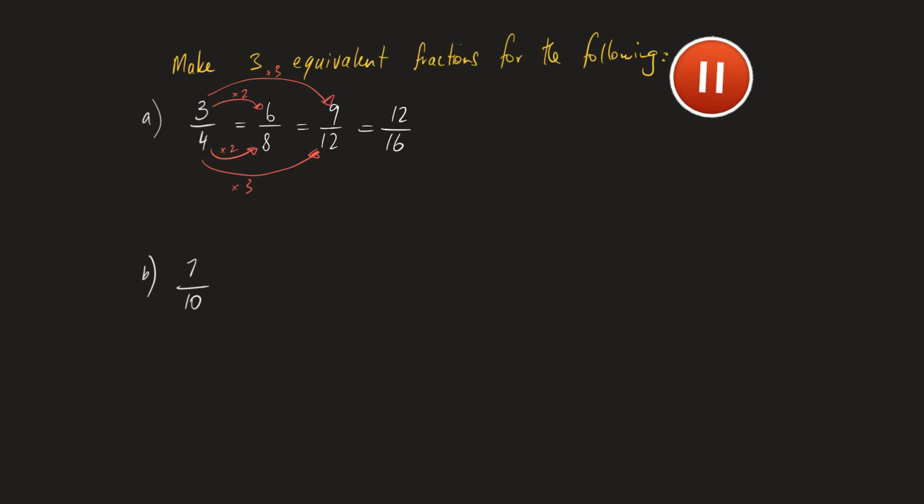So I'll do the same. 7 multiplied by 2 is 14, 10 multiplied by 2 is 20, 7 multiplied by 3 is 21, 10 multiplied by 3 is 30, and 7 multiplied by 4 is 28, 10 multiplied by 4 is 40. And so there are 3 equivalent fractions to the first one. So again, yours might be a little bit different. You might like to check your answers on your calculator. Make sure that they are equivalent to 3/4 and 7/10.